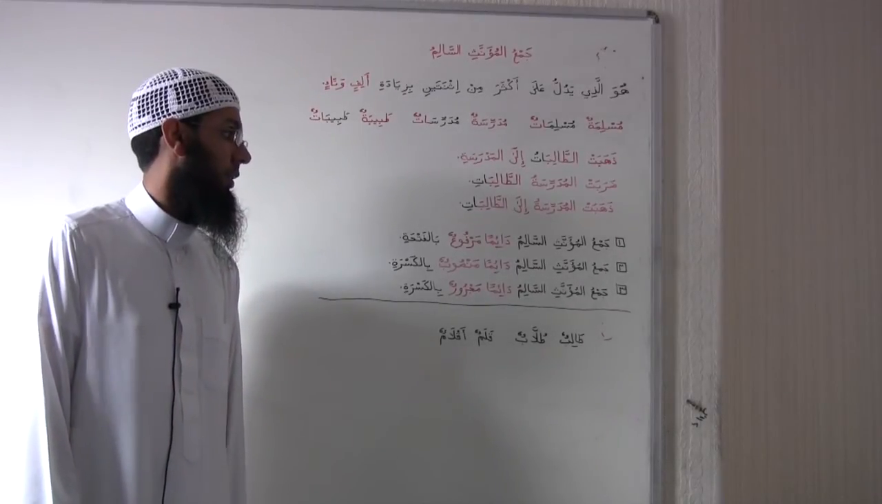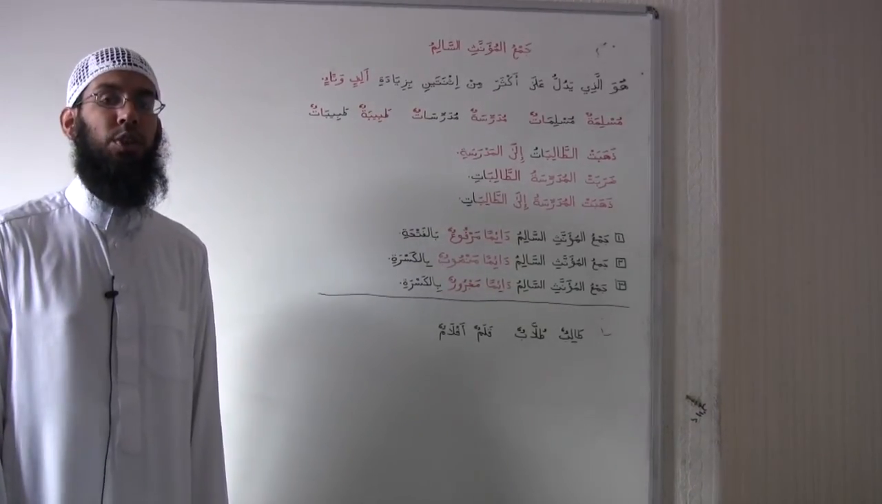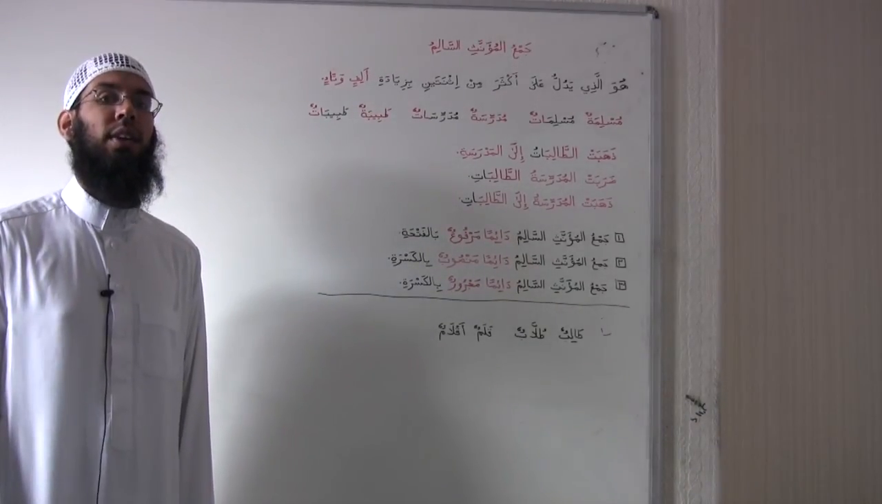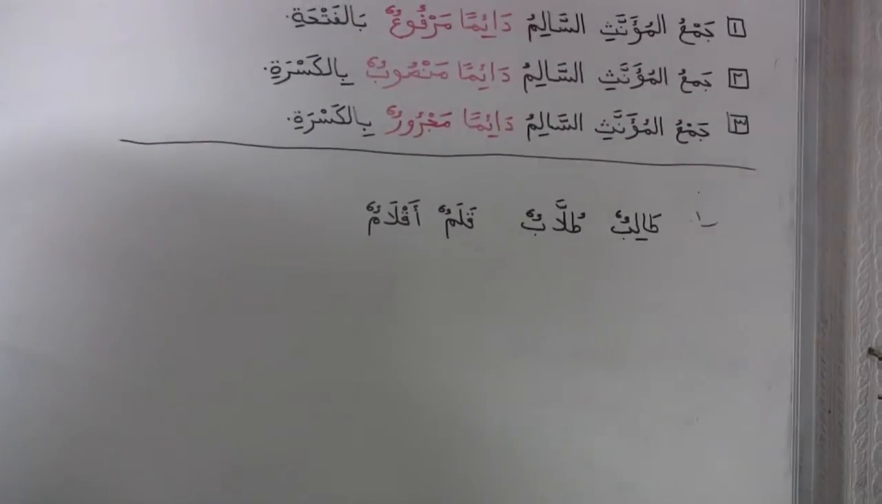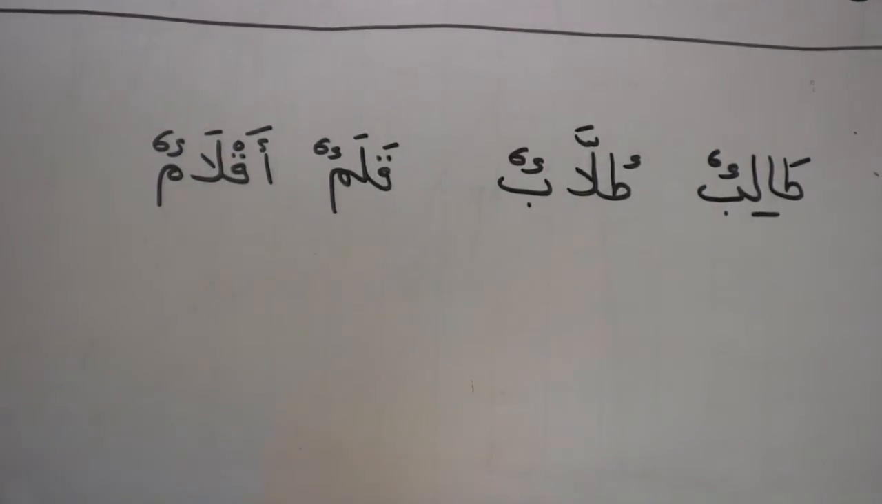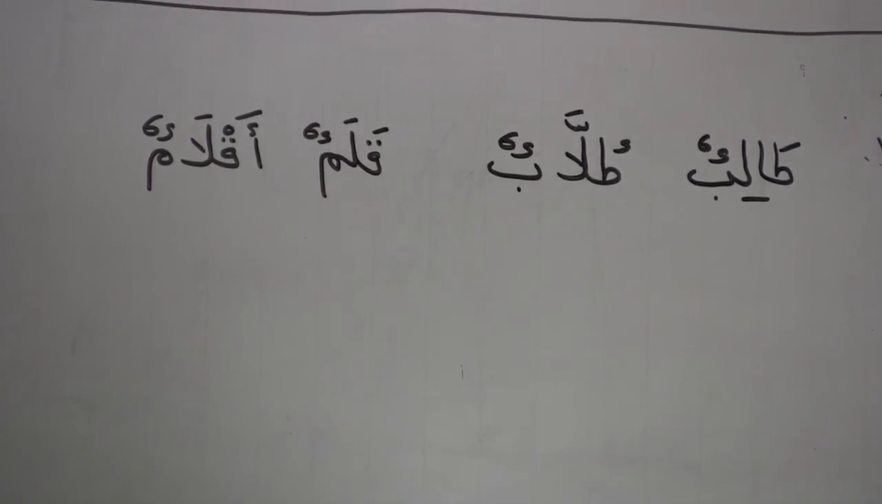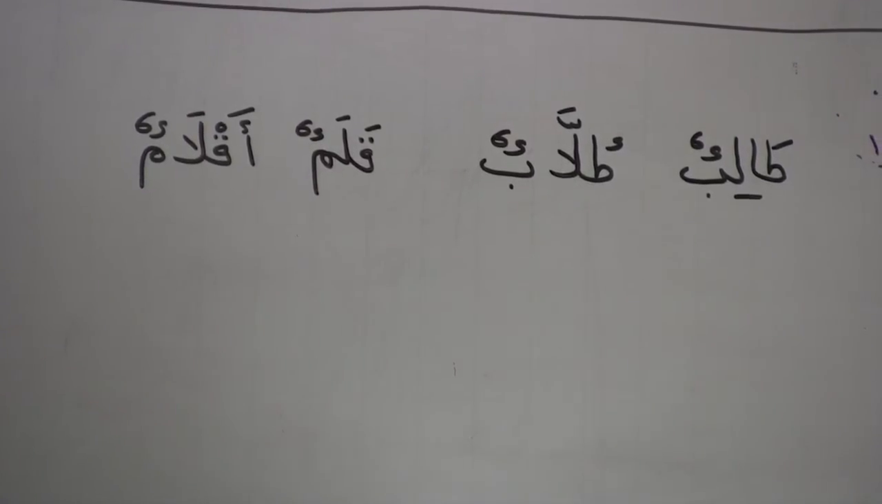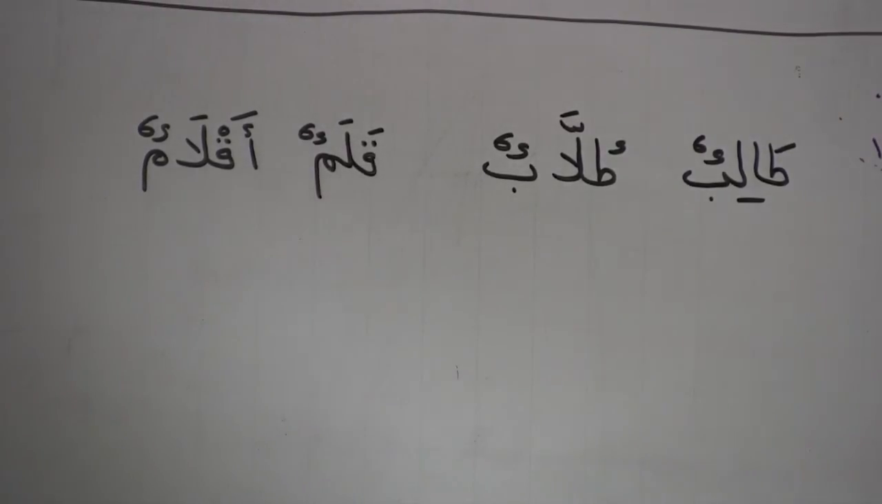So now we have finished Jam'u Mudhakkar Salim and Jam'u Mu'annath Salim, which only leaves us with one type, which is taksir. Taksir is basically a broken plural. This is the last type. So for example, talibun, tullabun. It doesn't follow a pattern. Qalamun, aqlamun. The way that you know them is from hearing, by reading or by asking. So you just memorize them. There's no rule that they follow, and you learn them in this way.